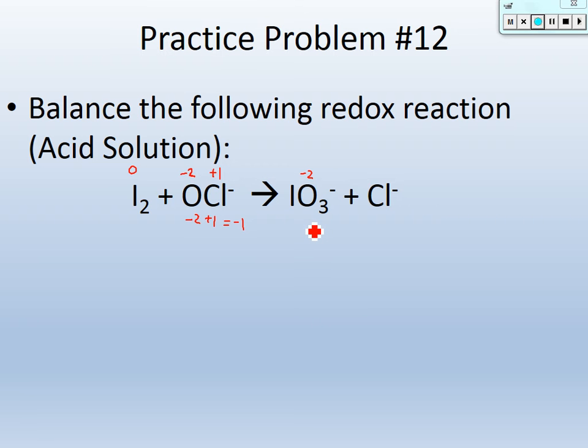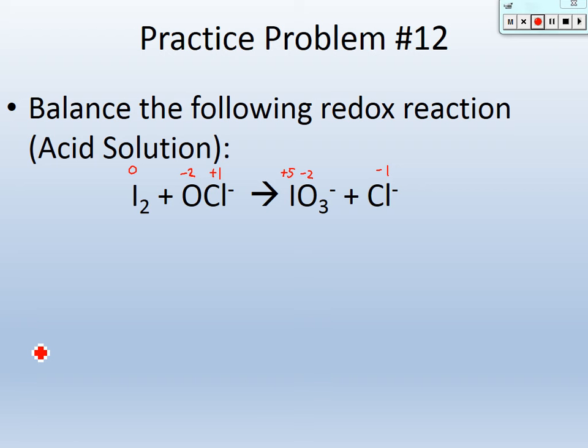-2. I've got 3 of them, so the total is -6. Looks like this has a -1 charge, so if it's got to equal -1, what does the iodine have to be? +5. Okay. Chlorine has a -1 charge, so what is its oxidation number? -1. I'm going to take some time, guys, to erase all these numbers on the bottom. I don't need them anymore, and I don't want to get confused by them.